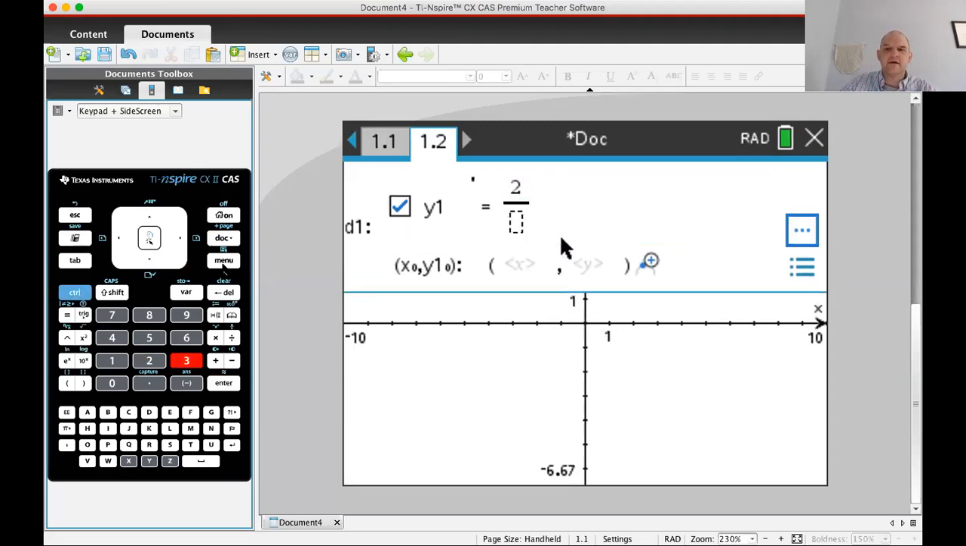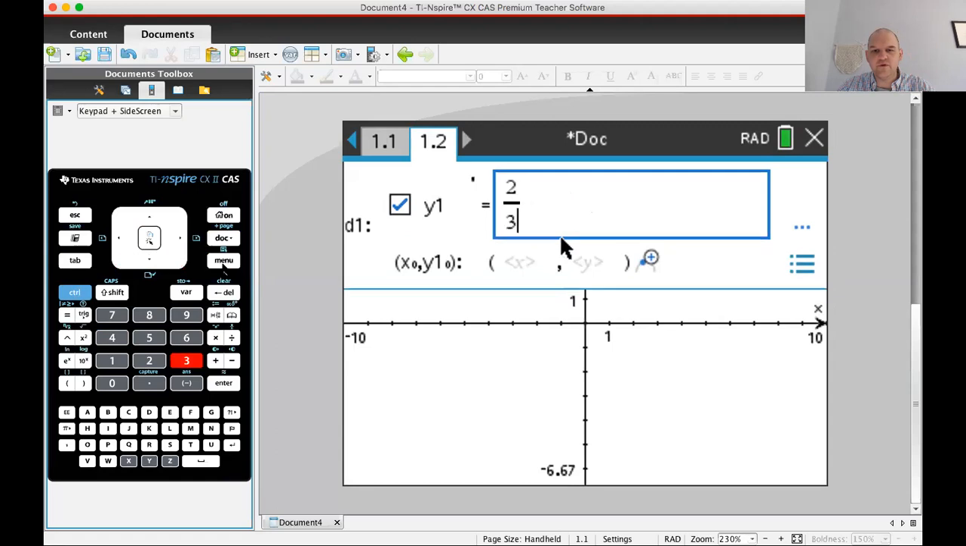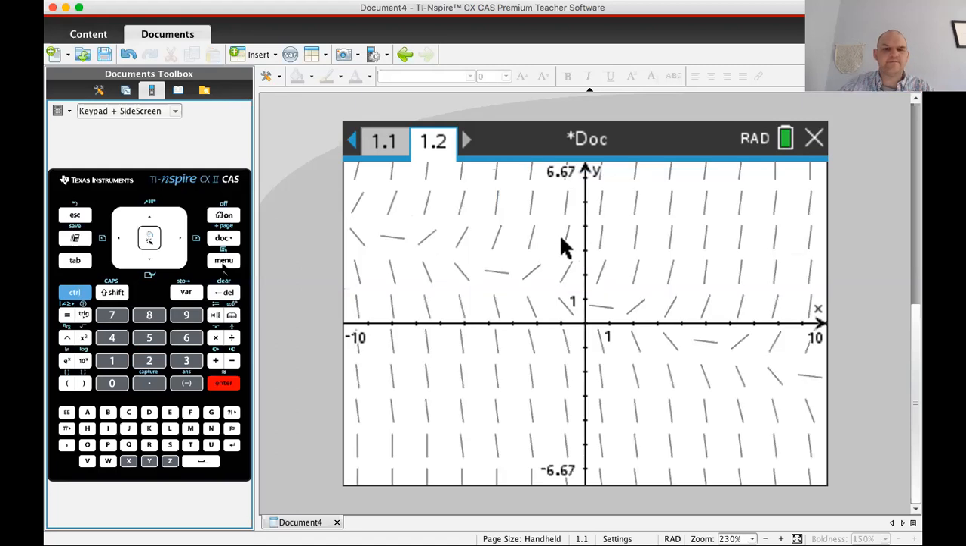So I hate that you can't just use tab when you're in the, I don't know, the graph editing thing. Make sure you use y1 and then minus 2, 2/3 x plus 2y minus 2. Okay, I'm going to press enter.